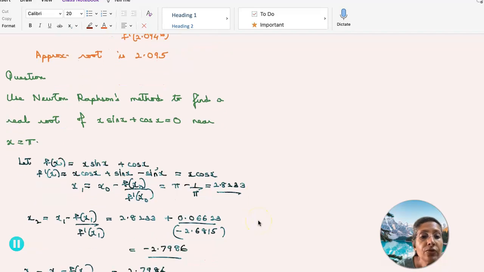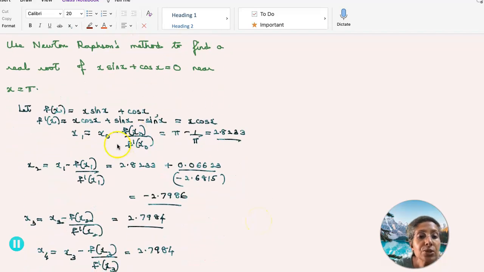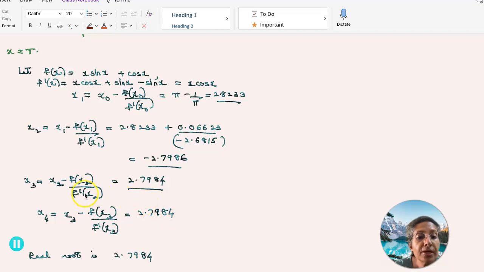2.8233. And now x2 will be x1 minus f of x1 by f dash x1. Substituting, we get x2 as minus 2.7986. Again, next step, we replace x1 by x2, which is minus 2.7986. So x3 is x2 minus f of x2 by f dash x2, which is 2.7984. Again continuing, replacing x2 by x3, we get x4 is x3 minus f of x3 by f dash x3, which is 2.7984. x3 and x4 are almost equal. So we conclude that the real root is 2.7984.